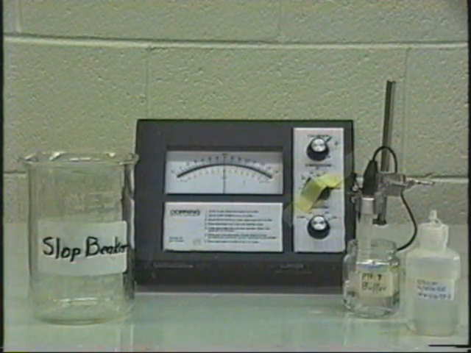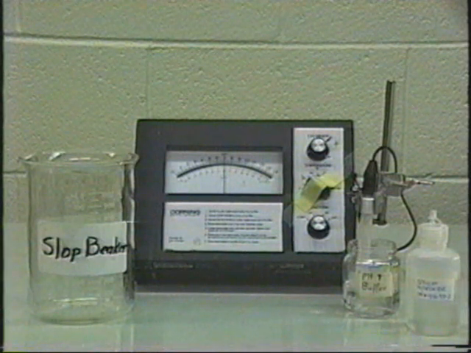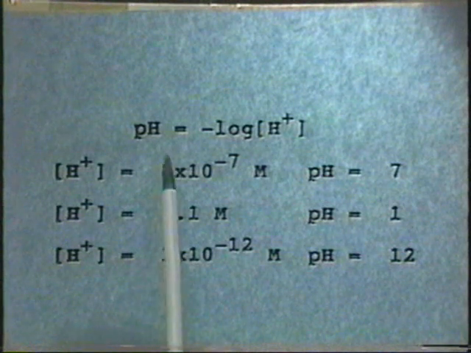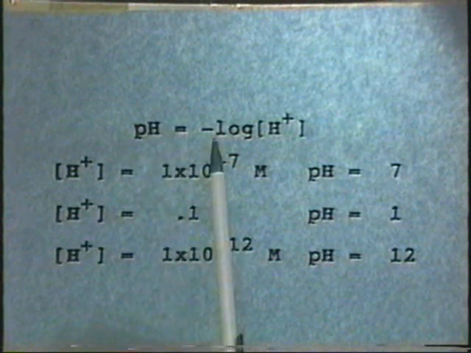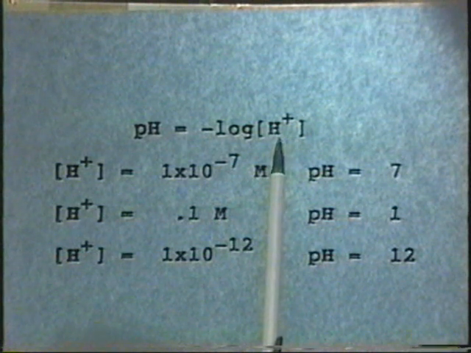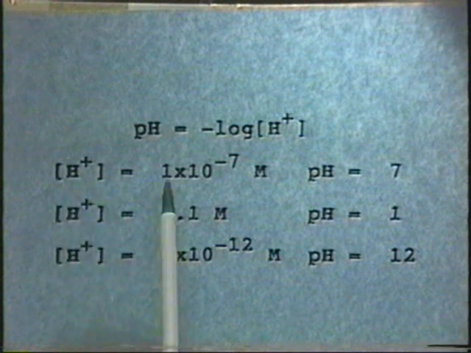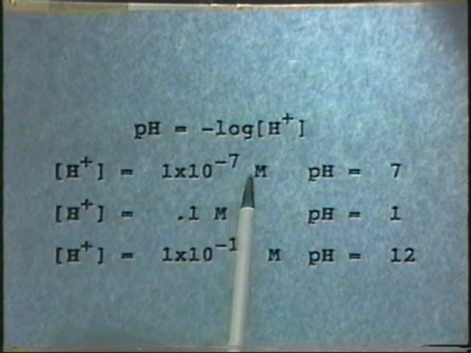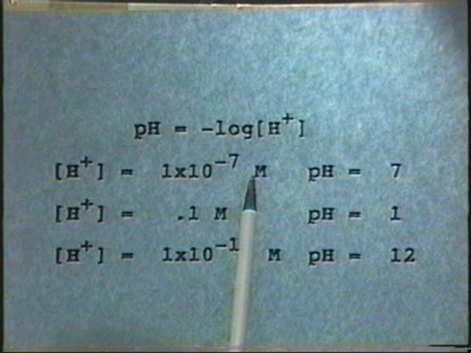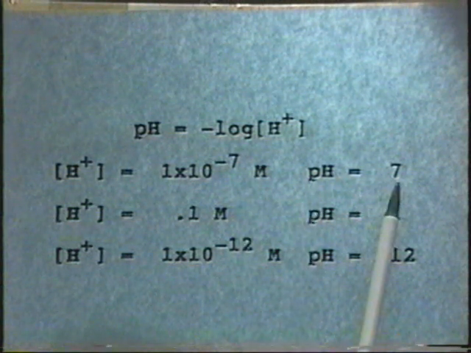Well, to start, let me ask, what is pH? pH is defined as the minus log of the hydrogen ion concentration. Now, pure water has a hydrogen ion concentration of 1 times 10 to the minus 7th molar. And that's at 25 degrees. That gives it a pH of 7.